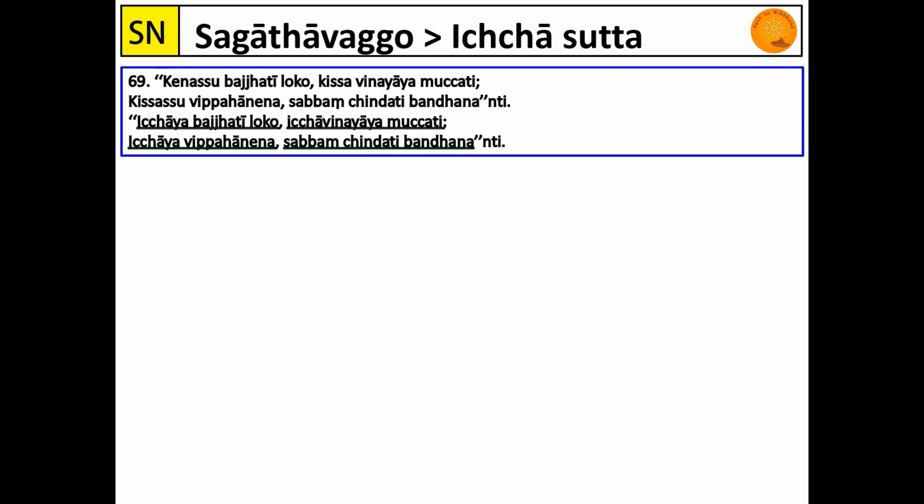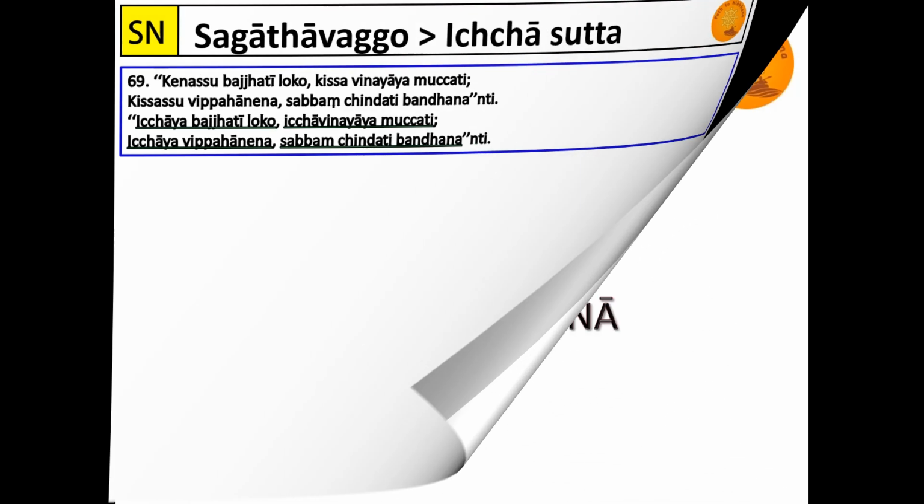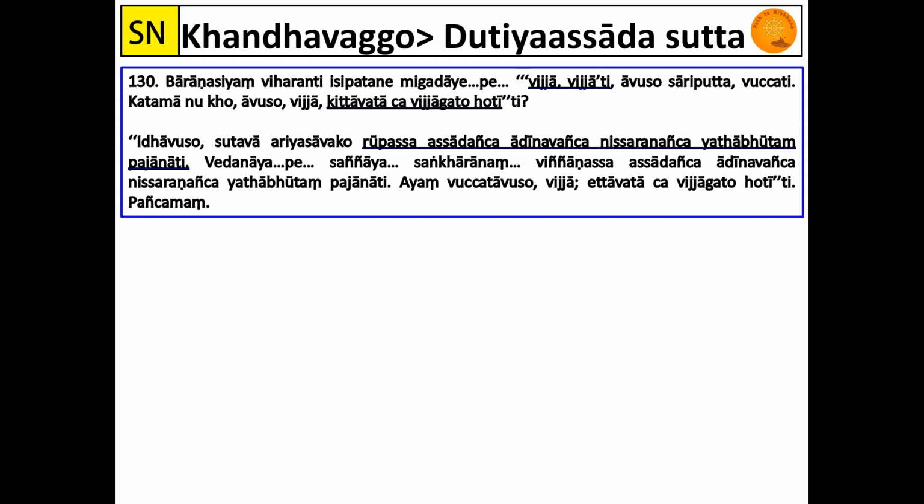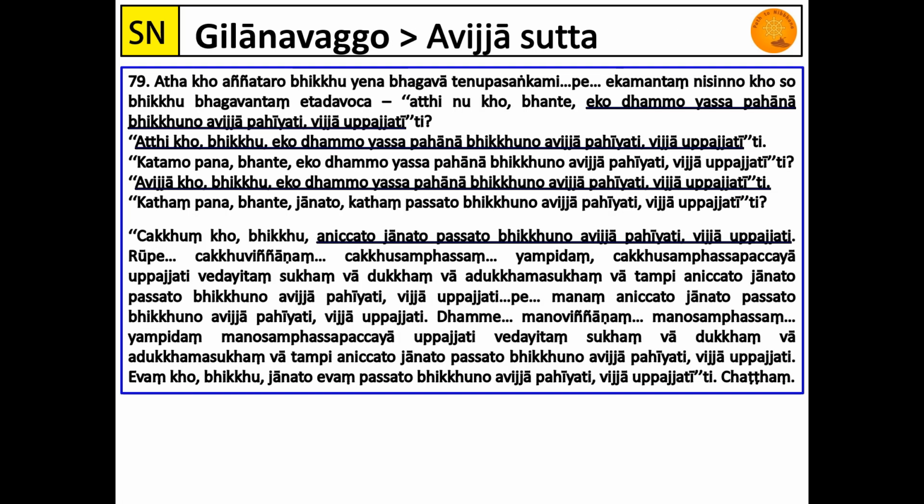Moving on to the next one, which is, what is Vijja? They are asking, what is Vijja? Dutiya Asada Sutra, Samyukta Nikaya 3. Rupassa asadanca adinavanca nissarananca yathabhutam pajanati. So that is what Vijja is. So when one comprehends Asada, Adinava, Nissarana, that person comes to Vijja. Right? Then moving on to the next sutra, which is Avijja Sutra.